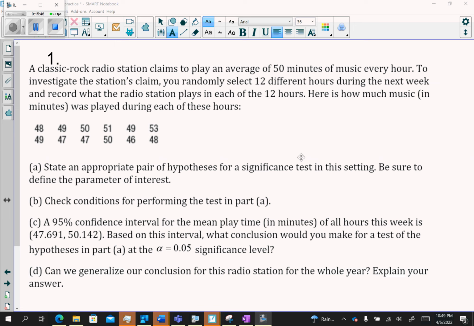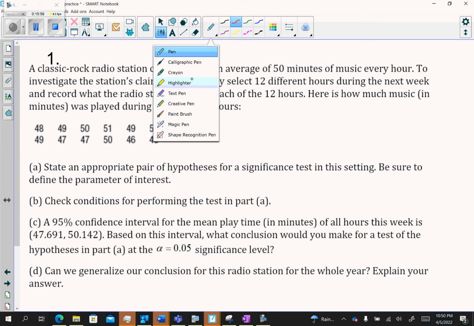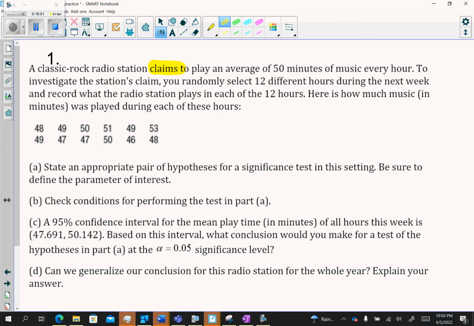Day 9 notes. A classic rock radio station claims to play an average of 50 minutes of music per hour. Okay, so let's circle that or highlight that, okay? Let me get my highlighter maybe. Great. So this is what they're claiming. Average, okay? So right away, I know that that's a mean question because it says the word average. And the claim is mu equals 50.